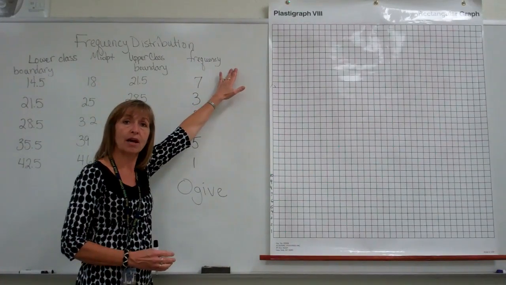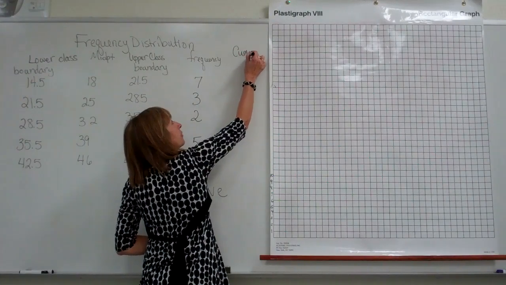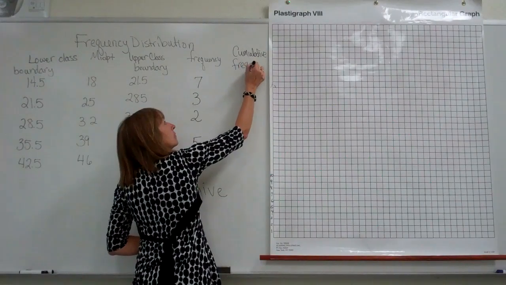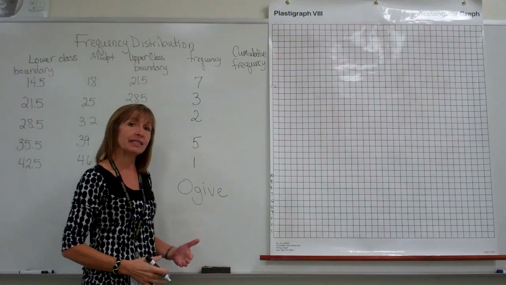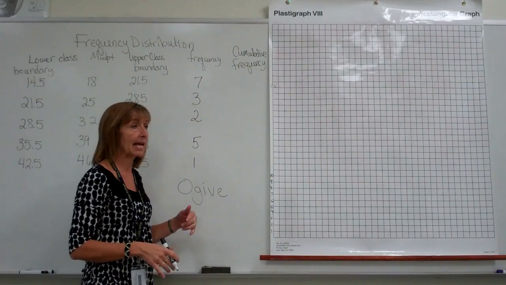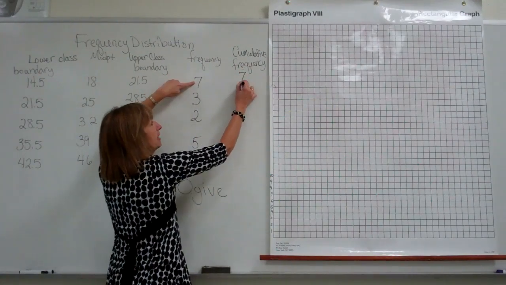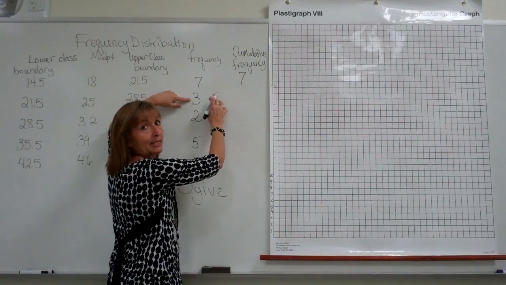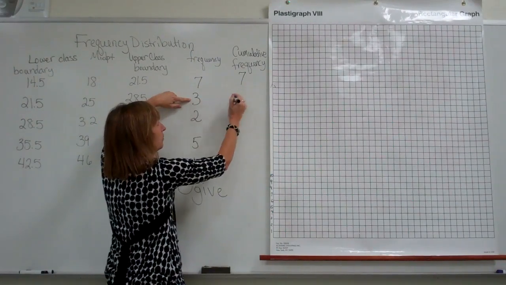So what we need to do to get started to make an ogive is to actually get another column within our frequency distribution table, which is the cumulative frequency. You can kind of think of the cumulative frequency as just a running total of the frequencies that you've had through the classes. For my first class, I have a frequency of 7. But by the time I include my first class frequency as well as my second class frequency, my cumulative frequency would be 7 plus 3 or 10.